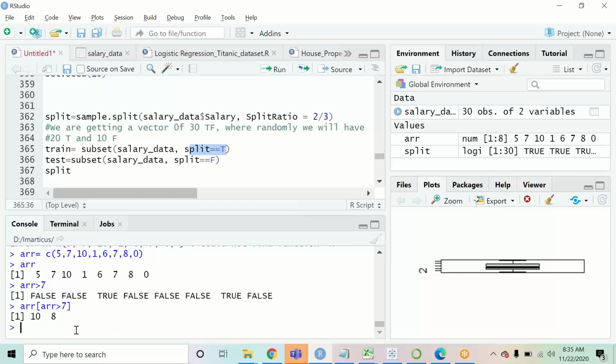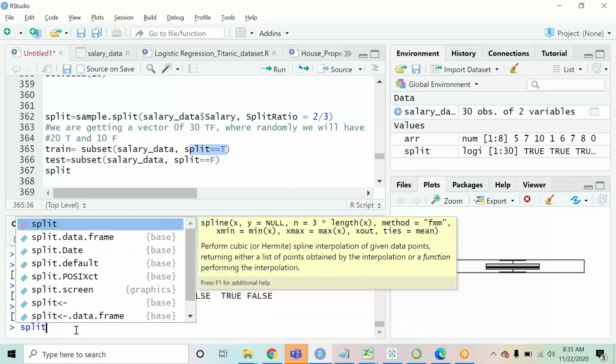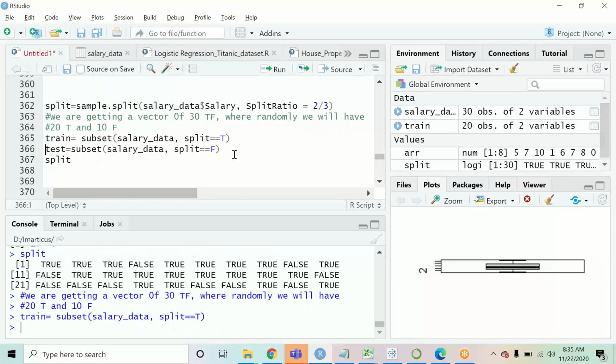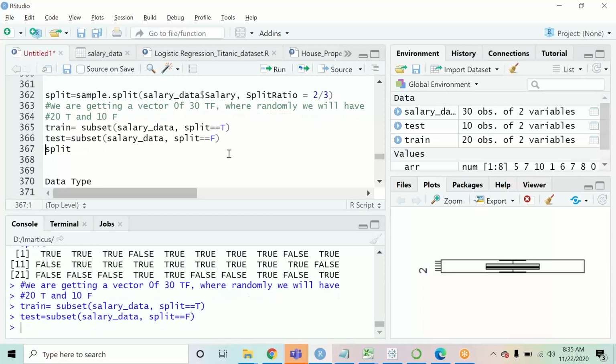So in the split, if you see, what is the index of true? It is 1, 2, 3, 4, 5, 6, 7, 8, then 10. So I'm saying just pick those index numbers, and that will come in the training data set. That's it. And for test, what I'm doing is I'm picking the index numbers of false.